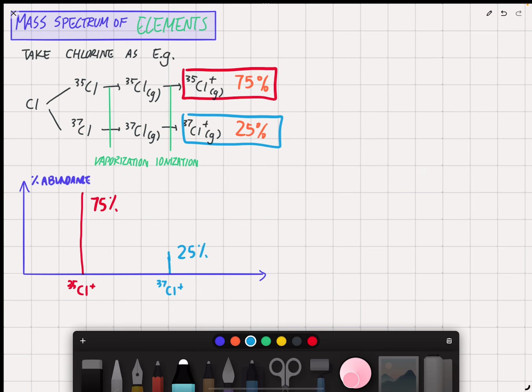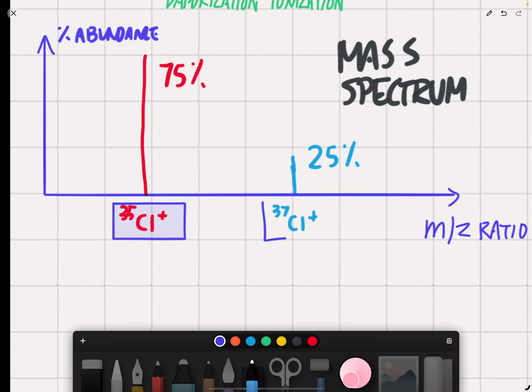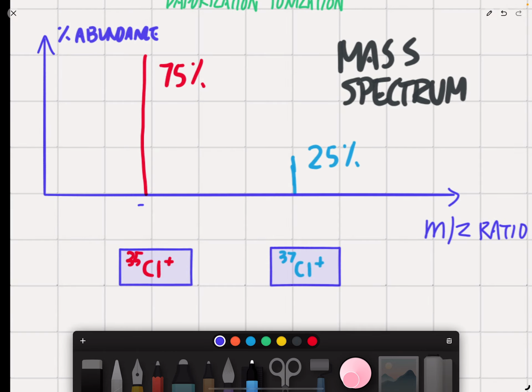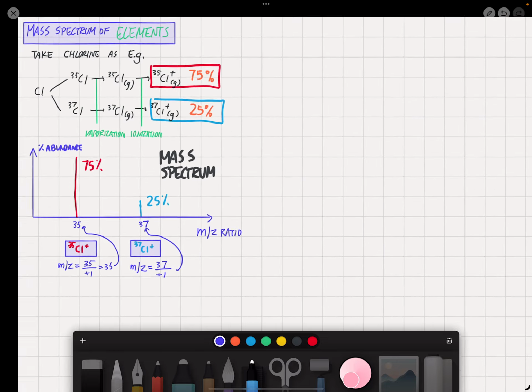With different elements, we'll have a different mass spectrum. So remember this graph, we call it the mass spectrum. The x-axis is usually the mass to charge ratio. So instead of seeing these actual species, you will just be seeing their mass to charge ratio, which are of course 35 and 37, because the mass to charge ratio is the mass divided by the charge. So it's 37 divided by +1 and 35 divided by +1 respectively. So you have these values in here.